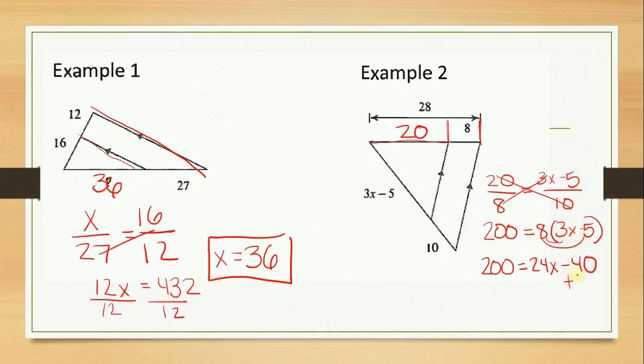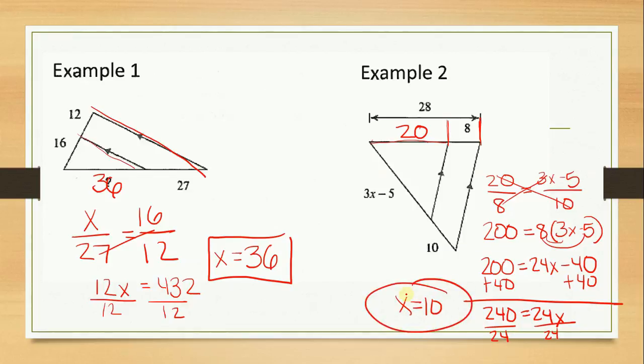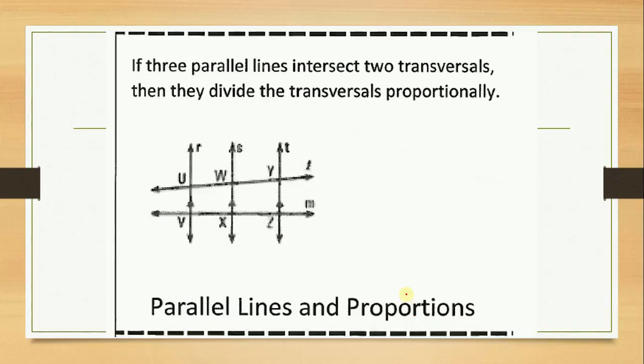Yep. Got to add 40 to both sides, it looks like. So I'm going to get 240 equals 24x. Looks like I got to divide by 24. So I'm going to get x equals 10. Okay, go ahead and close that flap and go to the next one, right below it.